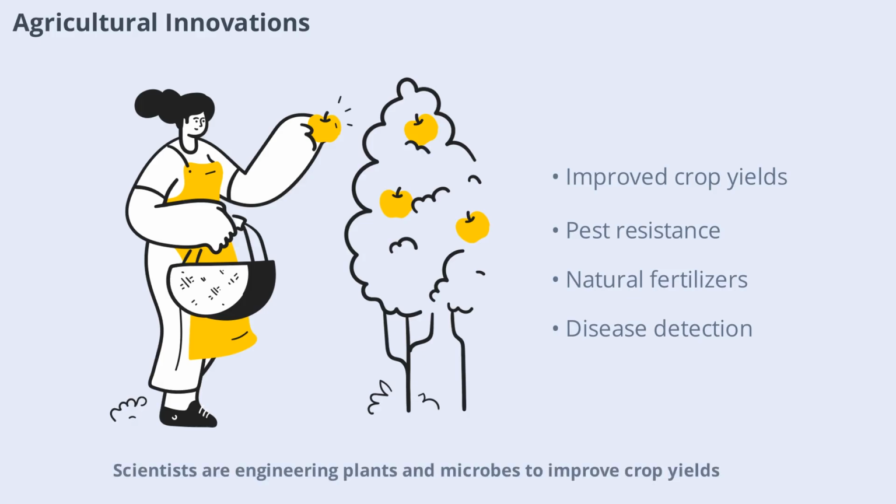Scientists are engineering plants and microbes to improve crop yields, resist pests, and tolerate harsh conditions. Synthetic organisms can produce natural fertilizers, enhance soil health, or even detect and respond to plant diseases. These innovations promise to make farming more efficient, sustainable, and resilient in the face of global challenges like climate change.